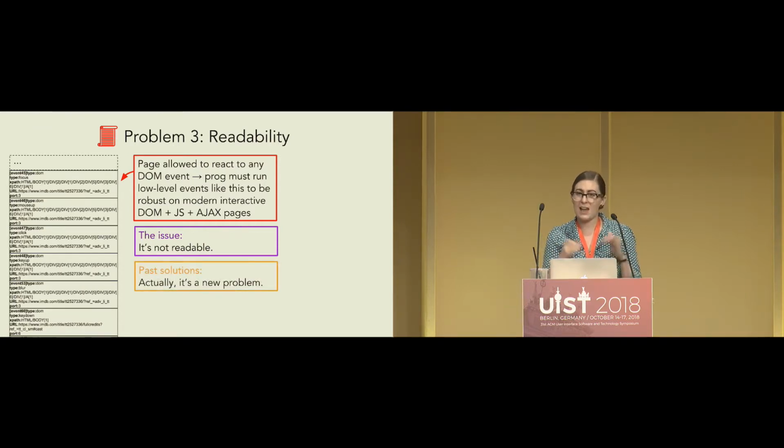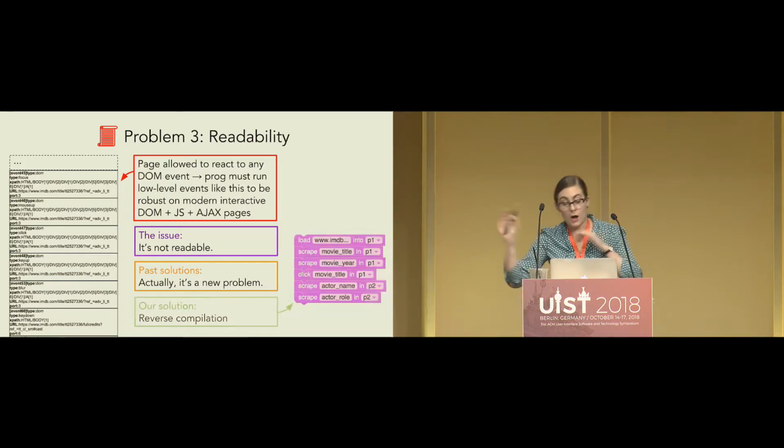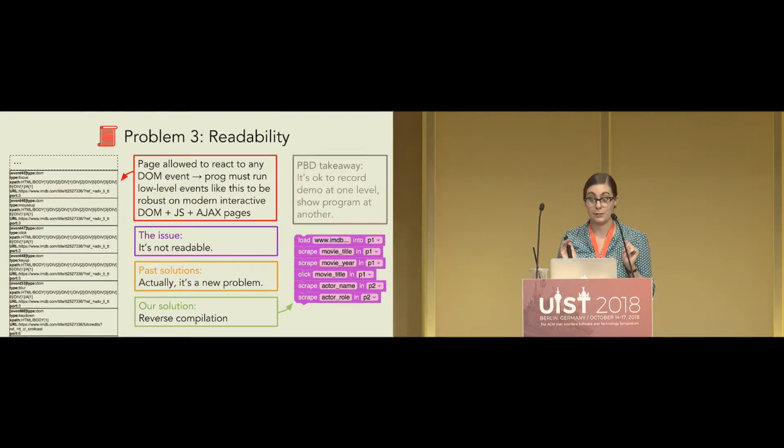Past solutions, this is actually a new problem. When the prior web PBD work was being done, the web was much less interactive, and so they basically just didn't work on AJAX pages. They didn't have to tackle that. So our solution is reverse compilation. We still need to run all those low-level events, but we don't have to show it to the user. So let's just compile and reverse to this higher-level language, Helena, that I designed, and we will show that to users so that they can still get some idea of what the program is doing. They can still understand what's happening without having to look at the low-level ugliness.